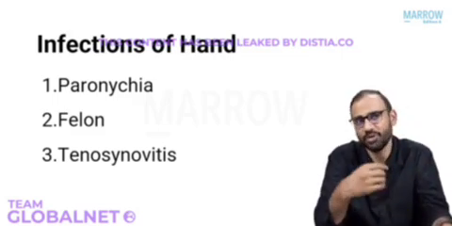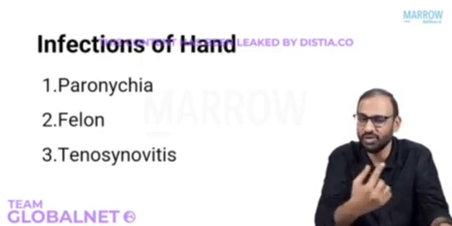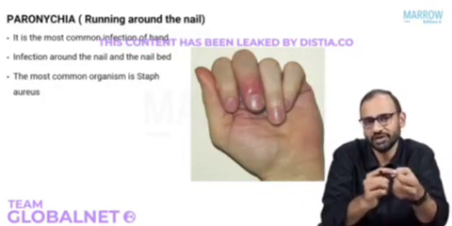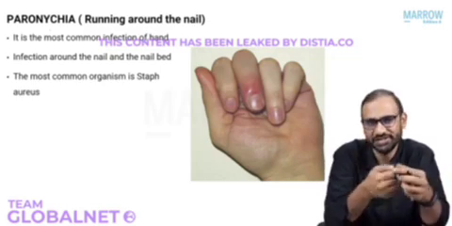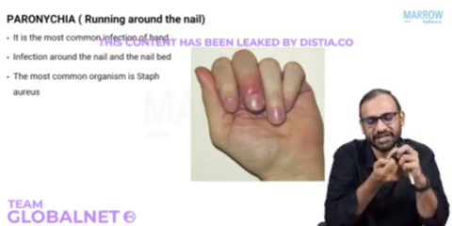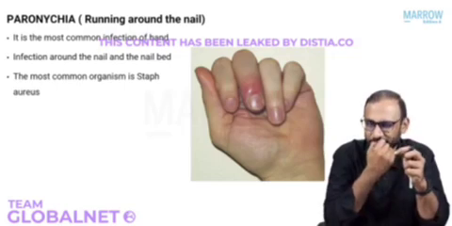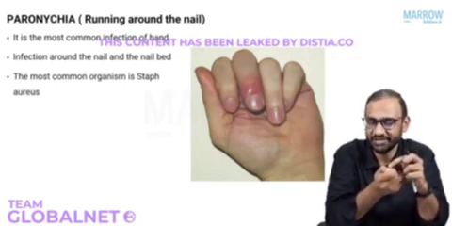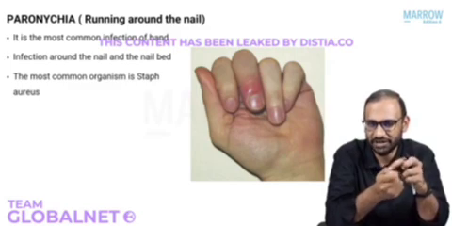So what is this paronychia? Paronychia means around the nail or running around the nail. Right? It is the most common infection of the hand. The story here is, you must have seen this, when you try to remove this dead skin around the nail and you pull it out with your teeth. There sometimes is an infection that runs around your nail. That infection, that running around the nail infection, is known as paronychia.